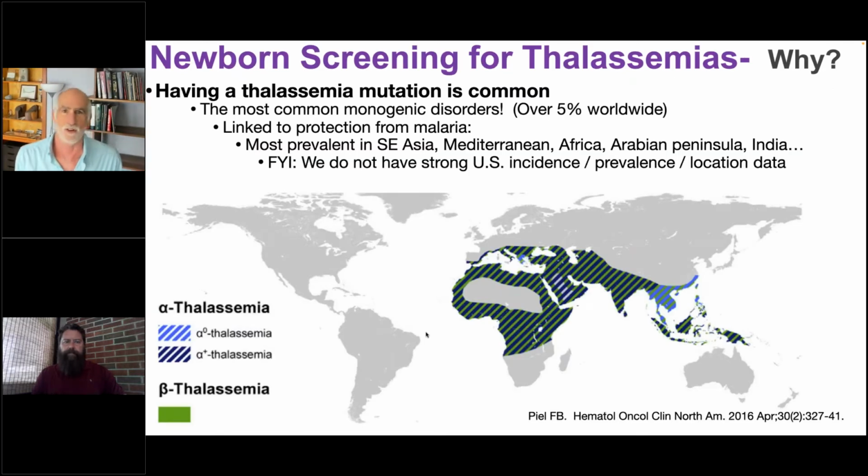So why test for thalassemia in the newborn period? Thalassemia mutations are incredibly common. It's the most common monogenic disorder worldwide. Most of these people have traits and not severe disease, but it affects 5% worldwide. It's linked to protection from malaria. It's most prevalent, you can see in the map, in Southeast Asia, the Mediterranean, Africa, and other places. But notably in the United States, we don't have strong incidence, prevalence, or location data for thalassemias.